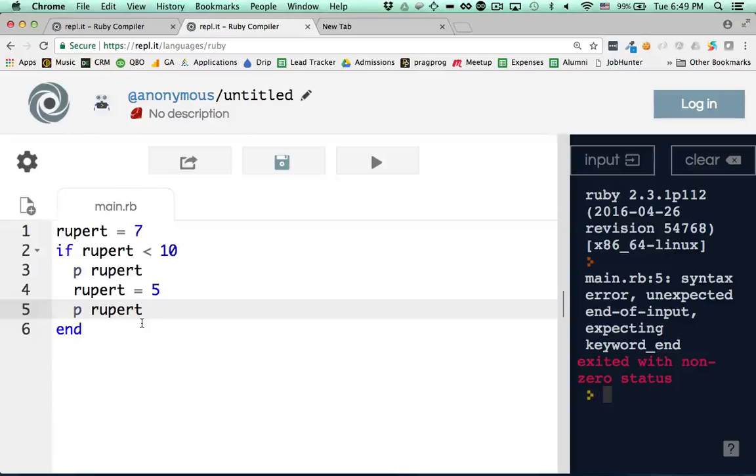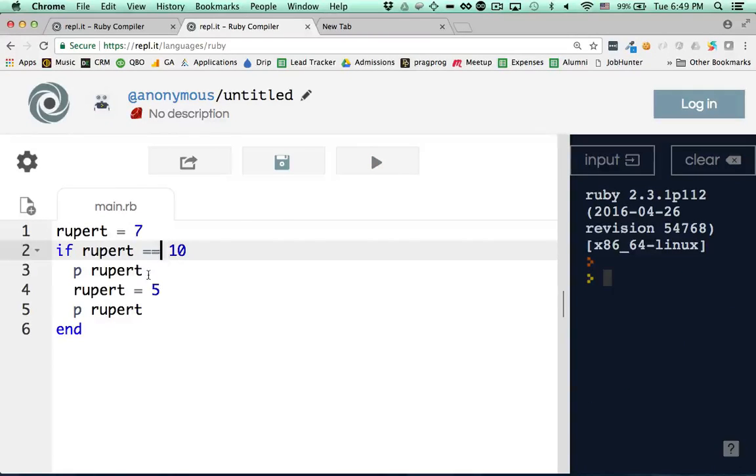Yeah? This is just based off the syntax I saw for a different language a while back, but I think you'd use 2 equal signs instead of just 1. Yeah, so Shane is right. We actually use a double equal sign. And this code doesn't run because Rupert is not equal to 10, but let's change Rupert to 10. Now it runs.